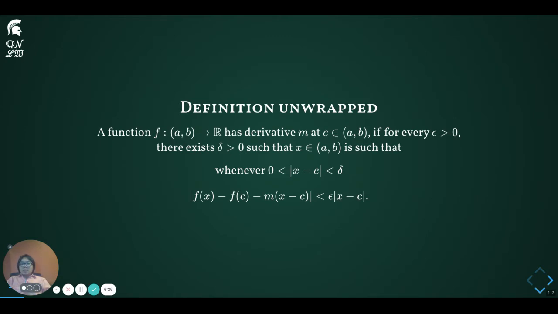The inequality tells us that this approximation is better than any linear approximation, since the difference is less than epsilon times the linear quantity, for arbitrarily small epsilon. So the definition is satisfied if the line through c, f of c with slope m is the best possible linear approximation of the function f near the point c.